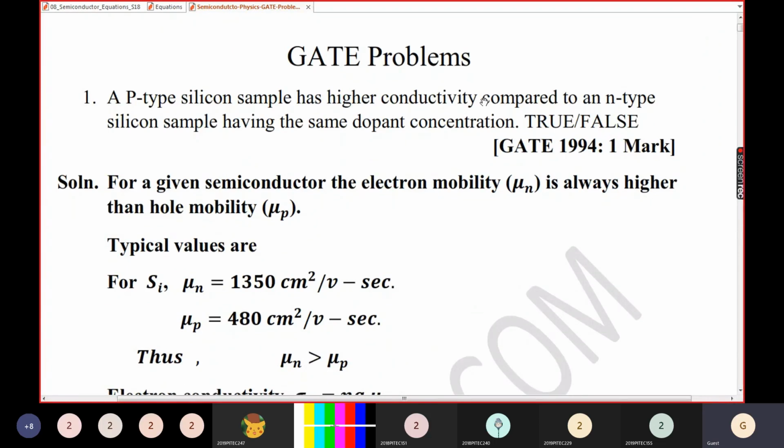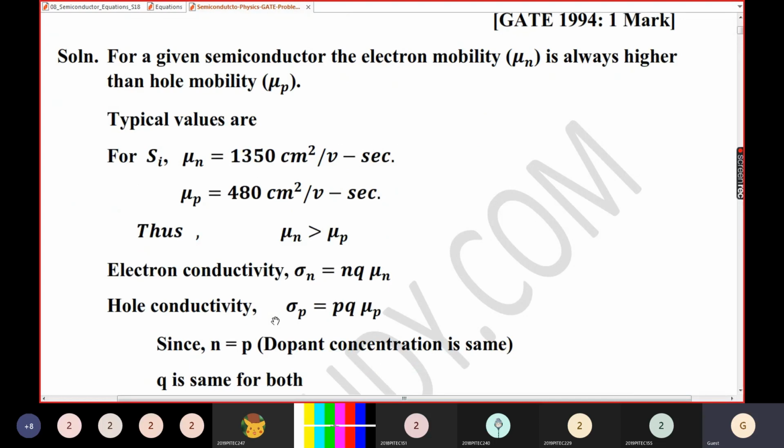So you can see there, we can read the first question here. A p-type silicon sample has higher conductivity compared to n-type silicon. What they are telling here is rho value of p-type is greater than the rho value of n-type. So this is your first initial condition. Having same dopant concentration. How will the dopant concentration be represented? The dopant concentration will be represented by using the value of N is equal to P. So you can see there, N is equal to P.